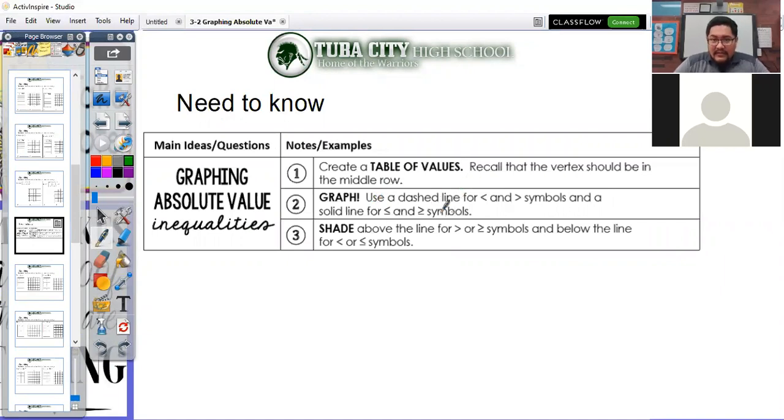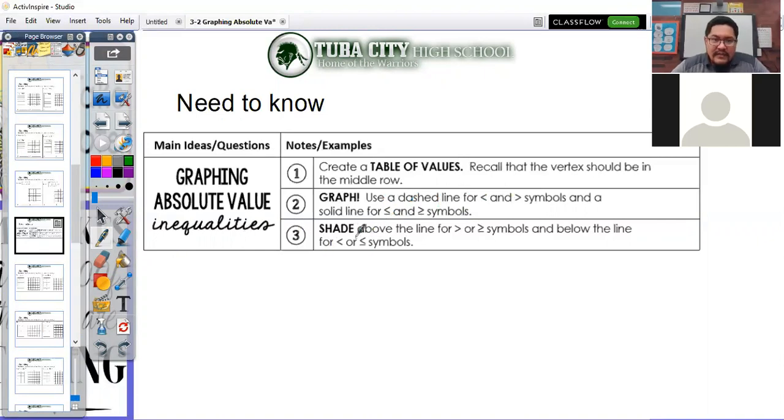So just like with the other ones, with linear functions, we're going to have to use a dashed line if there is no or equal to on the inequality symbols. And then we'd have to use a solid line if there is an or equal to symbol. So again, it could be the less than or greater than for the dashed line, and then less than or greater than or equal to for these ones. So again, that or equal to does make a difference.